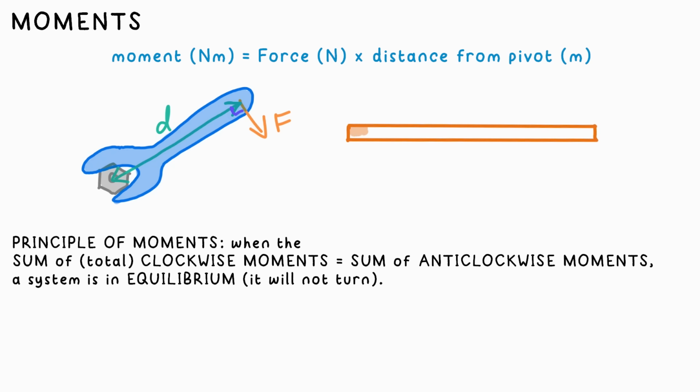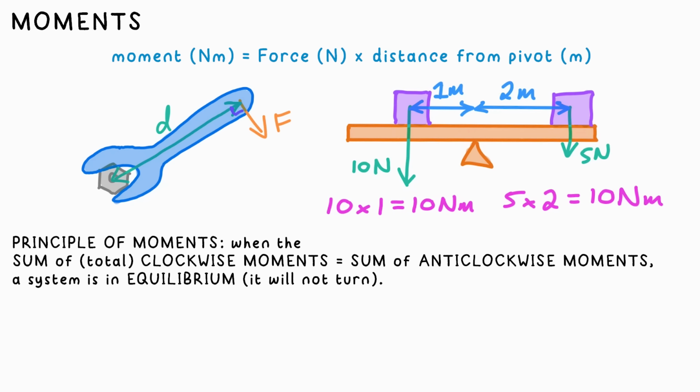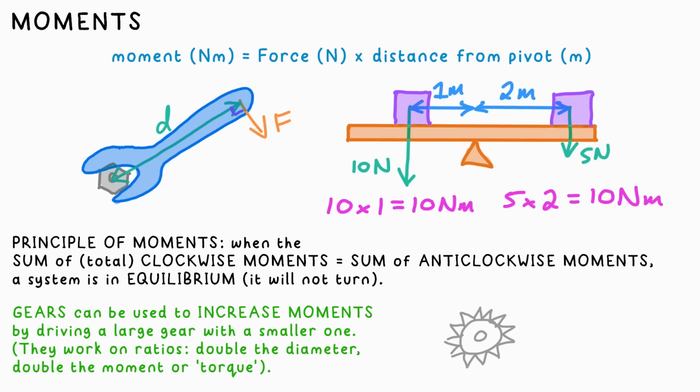Like normal forces, if the moments turning clockwise are equal or balanced with the moments turning anti-clockwise in the opposite direction, the object will not turn. That is, if it wasn't turning to begin with. We call this the principle of moments, by the way. You need to know this definition. An application of moments is gears. A small gear can turn a large gear in order to increase the moment produced.